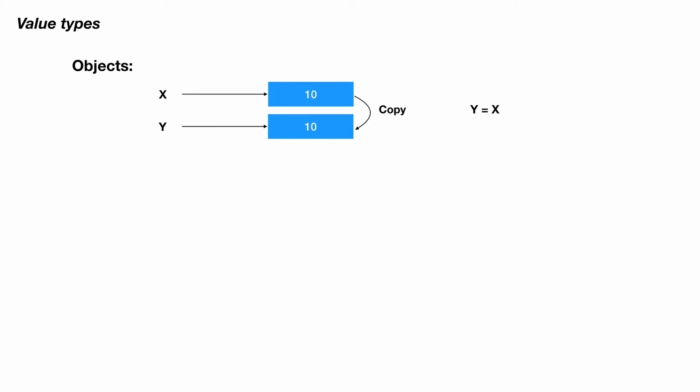So value types are basically primitive types, so integer, long, and all the other ones that we discussed in the dedicated lecture. And reference types are the ones modeled by classes. This is a really important aspect that we should keep in mind when talking about reference types and also value types.